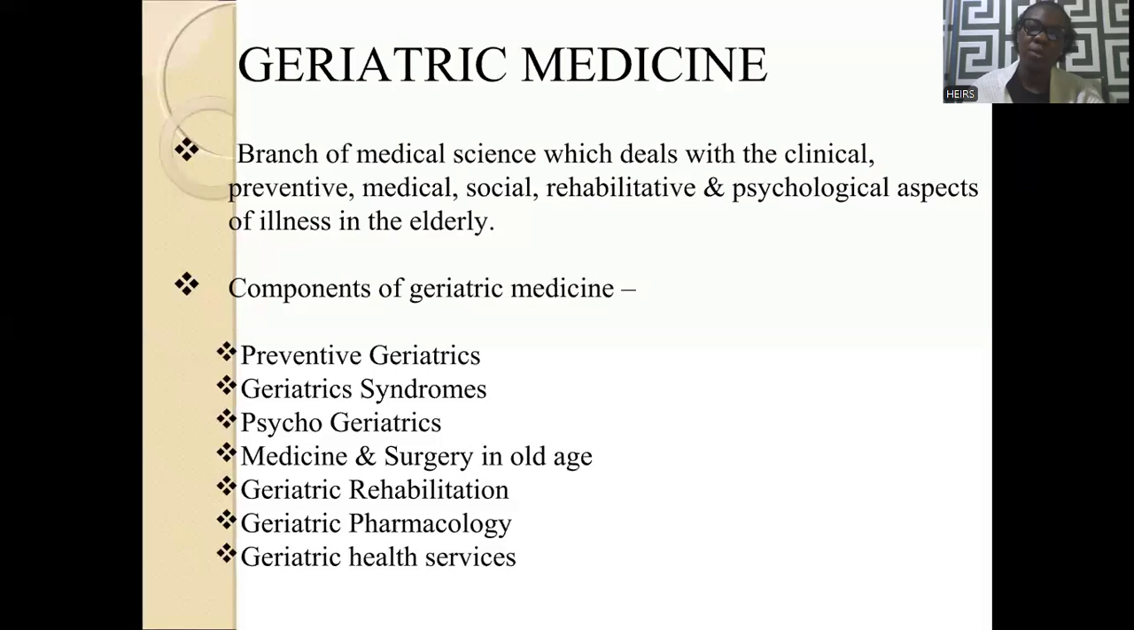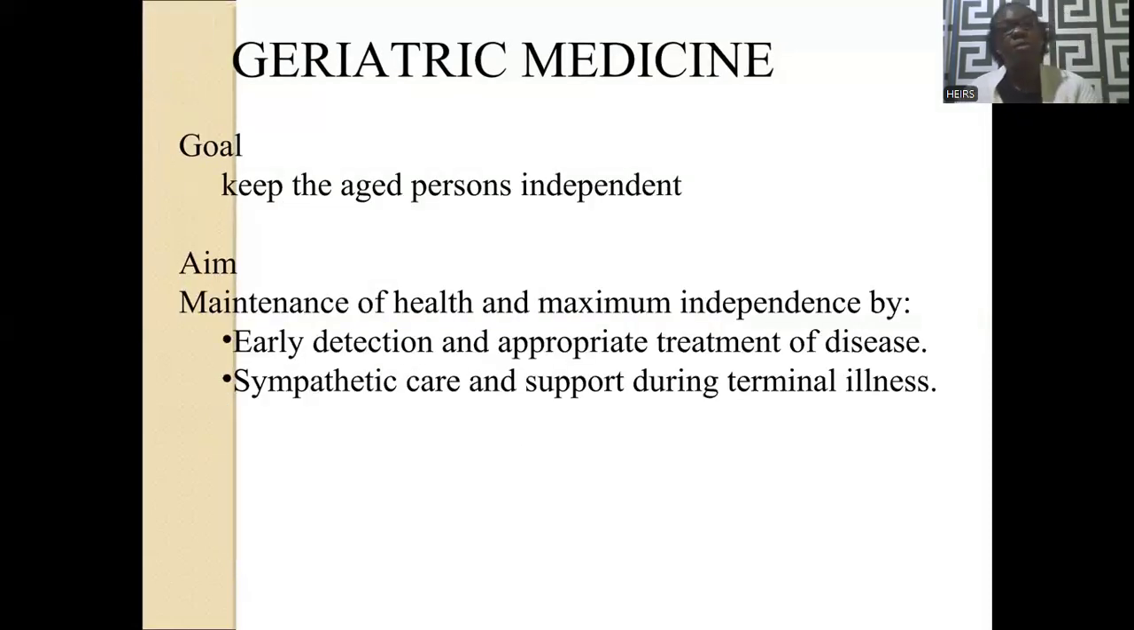So geriatric medicine is a branch of medical science that deals with the social, rehabilitative, and psychological aspects of illness in the elderly. Some components of geriatric medicine include preventive geriatrics, which aims to prevent development of diseases and disabilities in the elderly. Geriatric syndrome, psychogeriatrics takes care of the psychology and treats psychological diseases in the elderly. Then there is medicine and surgery in old age, geriatric rehabilitation, and geriatric pharmacology. The goal of geriatric medicine is to keep the aged person in the maintenance of health and maximum independence by, one, early detection and appropriate treatment of diseases. Once they are discovered very early, they can be treated and the person can live an independent life. Then the second one is sympathetic care and support for persons who experience terminal illnesses.